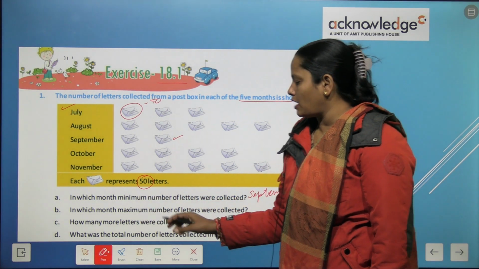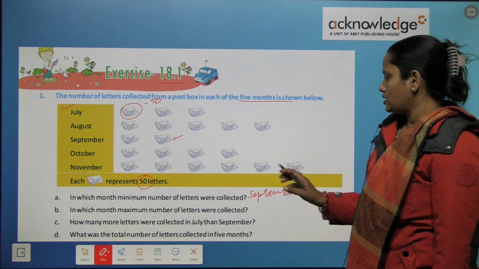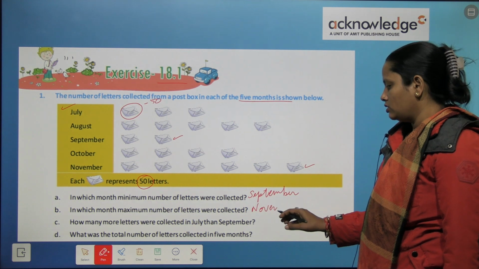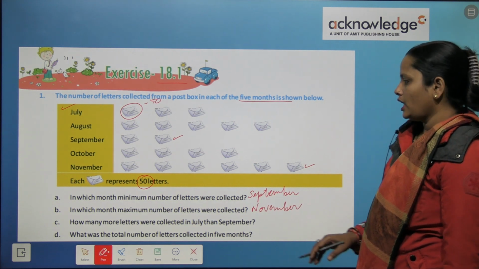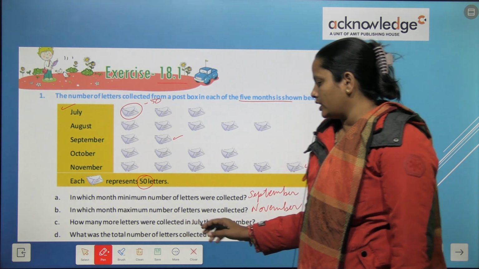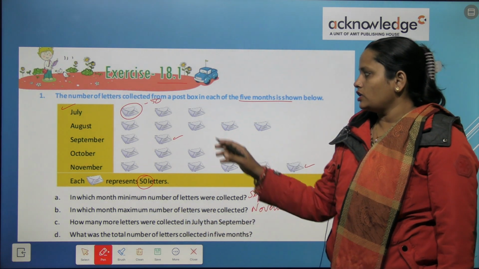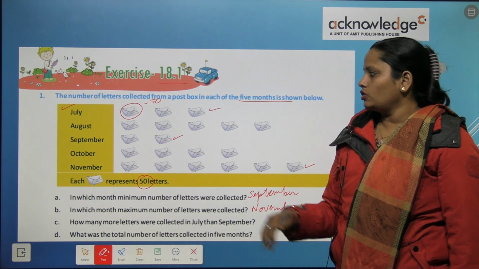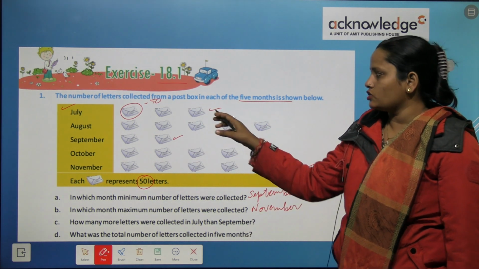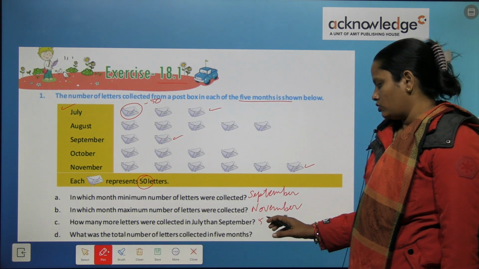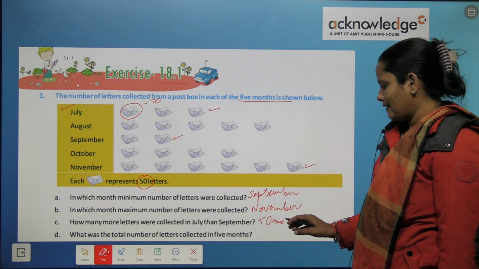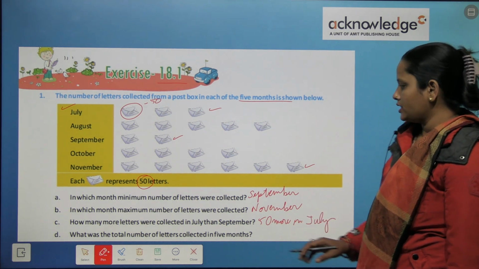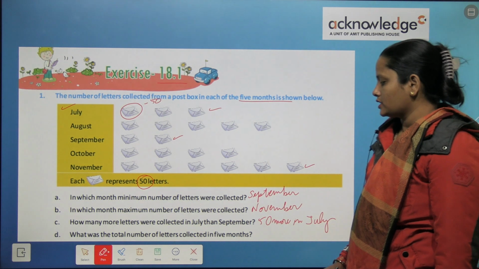Next, in which month maximum number of letters were collected? November. Next, how many more letters were collected in July than September? In July, 50 more. Next, what is the total number of letters collected in 5 months?